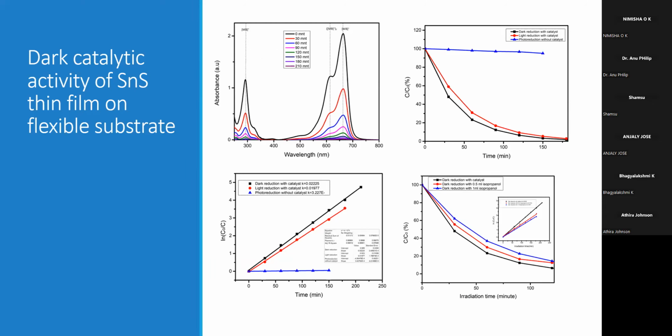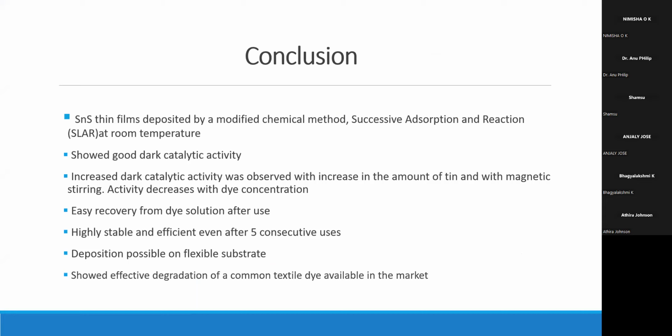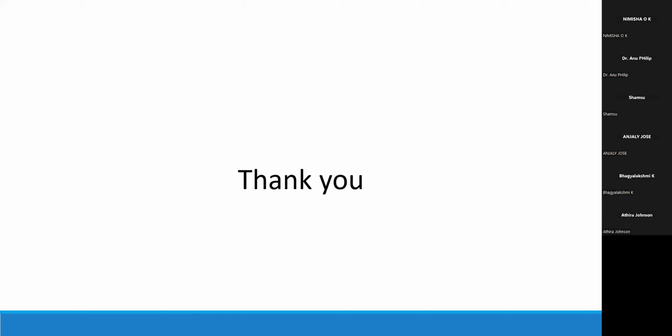So let me conclude my presentation. The tin monosulfide thin films prepared using the successive ionic layer adsorption and reaction method are a highly efficient and stable catalyst for the degradation of textile dyes. The deposition is possible at room temperature and also on a flexible substrate. An increase in catalytic activity was observed with magnetic stirring and with the tin concentration, and there is an optimum concentration of dye for best catalytic performance. Thank you.